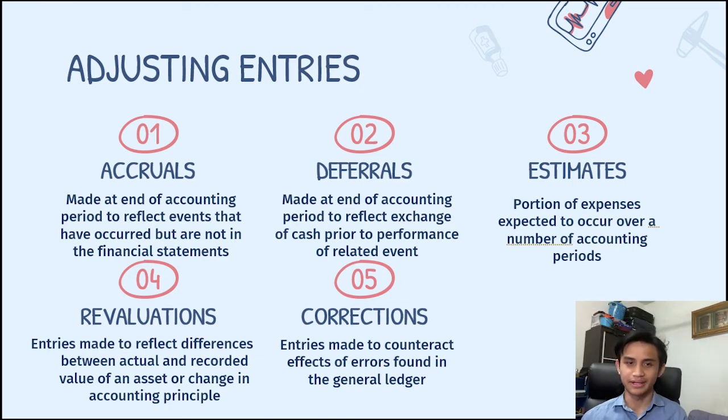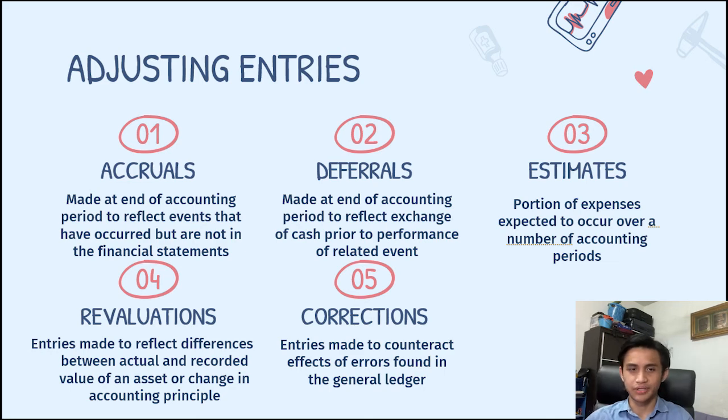Next is estimate. An estimate adjusting entry is used to adjust the balance in a reserve, such as the allowance for doubtful accounts or the reserve for inventory obsolescence. This is done in order to maintain an adequate reserve level that reasonably reflects the amount of losses from existing assets that can be expected in future periods.